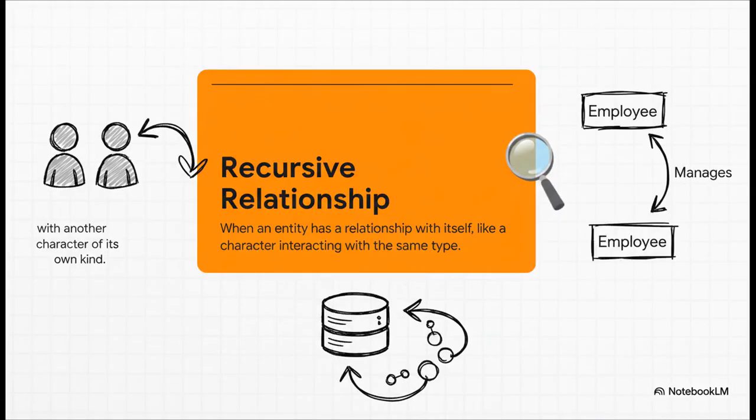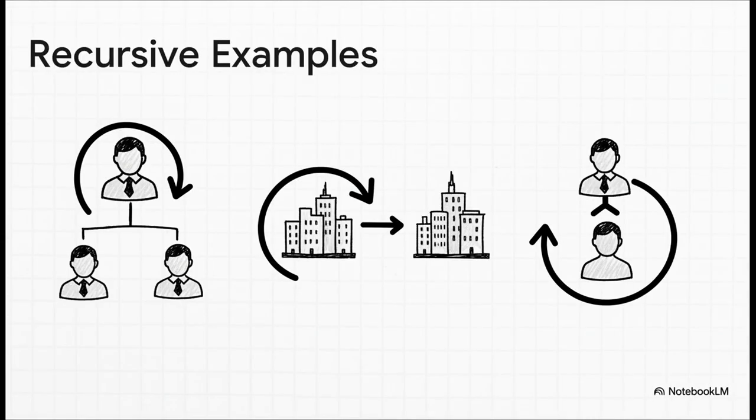Okay, get ready for a really fascinating, kind of mind-bending idea, the recursive relationship. What happens when a character has a relationship with another character of its own kind? It sounds a little strange, I know, but trust me, it happens all the time in the real world. Just think about it for a second. An employee's manager is, well, they're also an employee, right? A city on a map is located next to another city. Or in a family tree, a person is the child of another person. That's a recursive relationship. It's how we model things like hierarchies and complex networks.